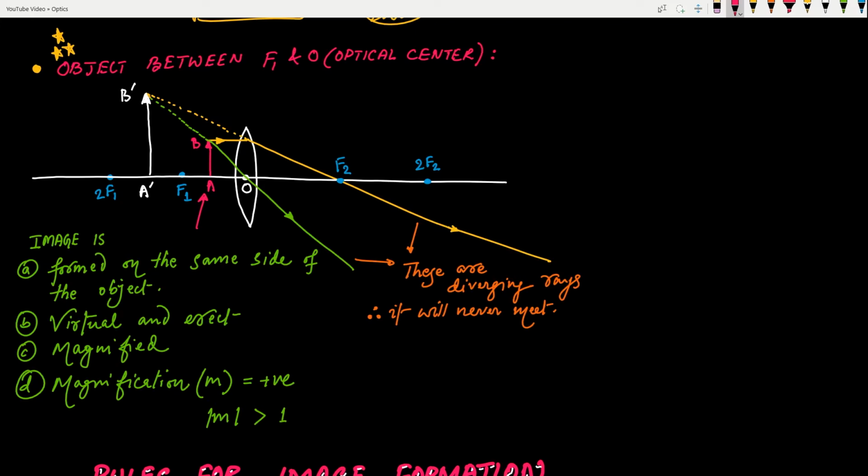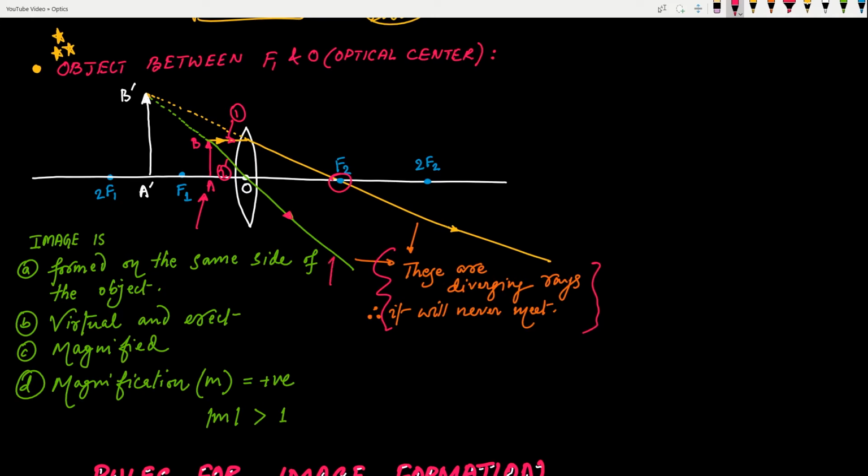We know that for the image to be produced, we require at least two rays. The two rays that we have taken here are number 1 and number 2, as you can see. Ray number 1 is parallel to the principal axis, so after refraction, it will pass through the focus, as you can see here. The second ray passes through the optical center, therefore it will go undeviated. But the interesting fact is that these two rays are diverging rays, therefore they will never meet. We know that diverging rays never meet, as I've written down here.